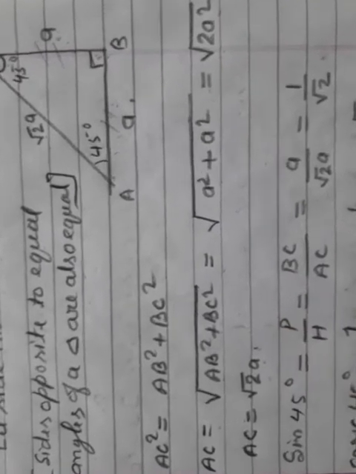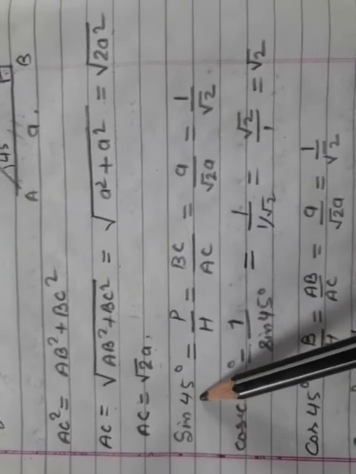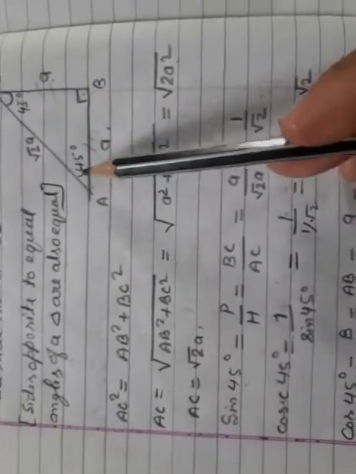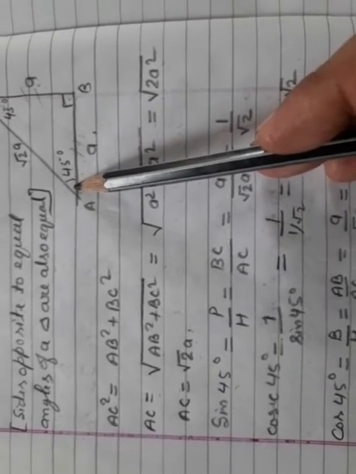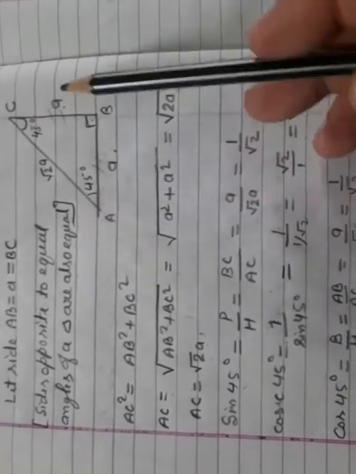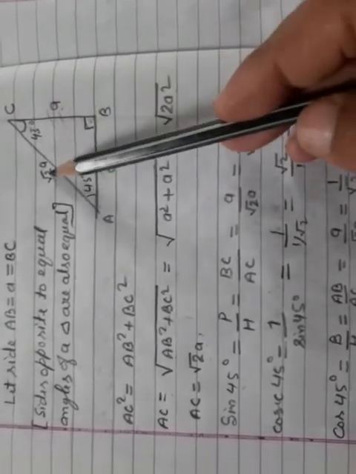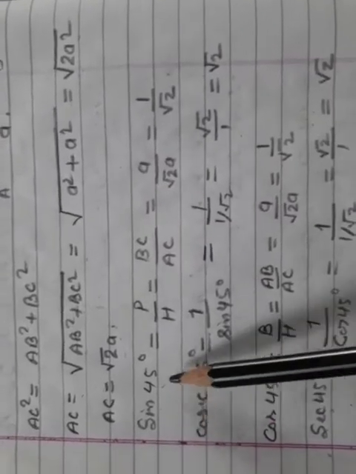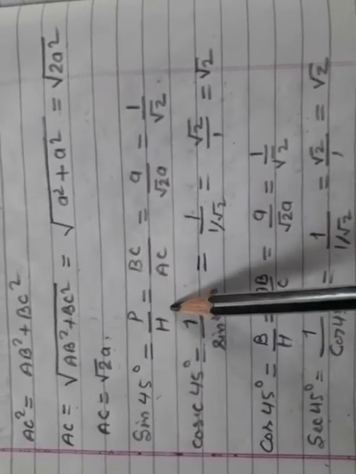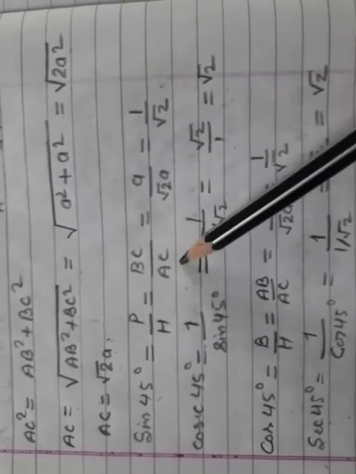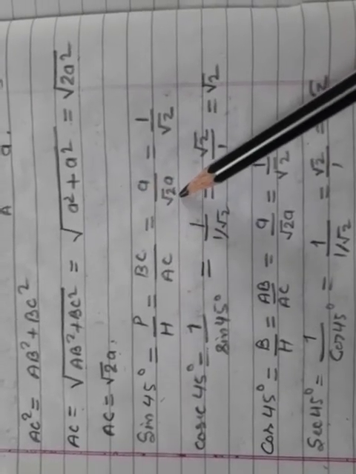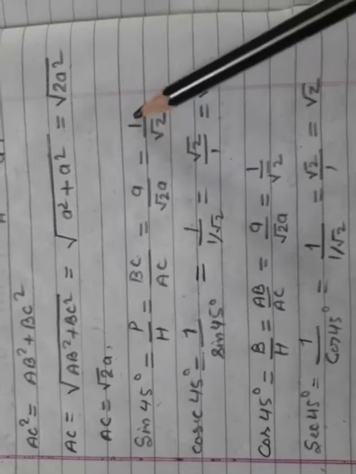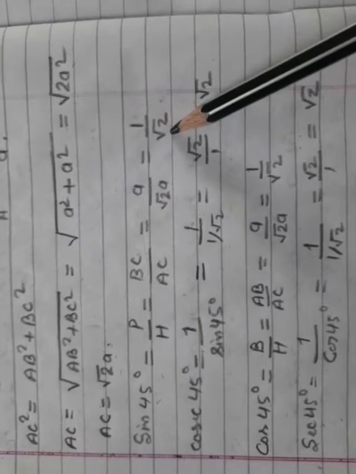Clear? So sine 45 degree. Sine 45 is P by H, perpendicular upon hypotenuse. So BC is the perpendicular and AC is the hypotenuse. Now look, sine 45 degree is perpendicular upon hypotenuse, BC upon AC. BC's value is a and AC's value we found is under root 2 a. So a cancels, what we get here? 1 by under root 2. Sine 45's value is 1 by under root 2.